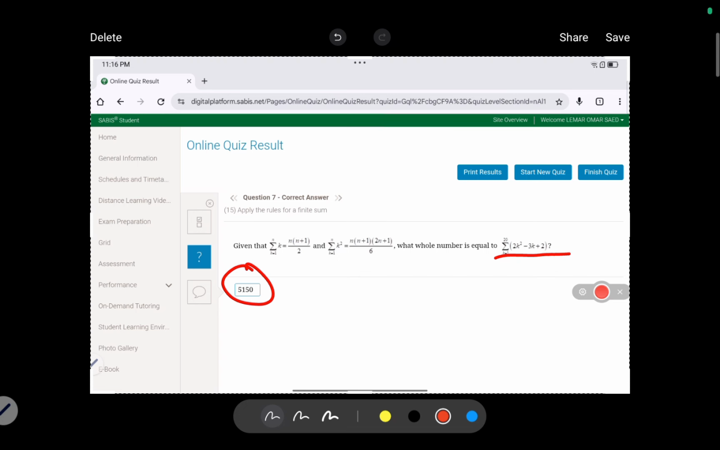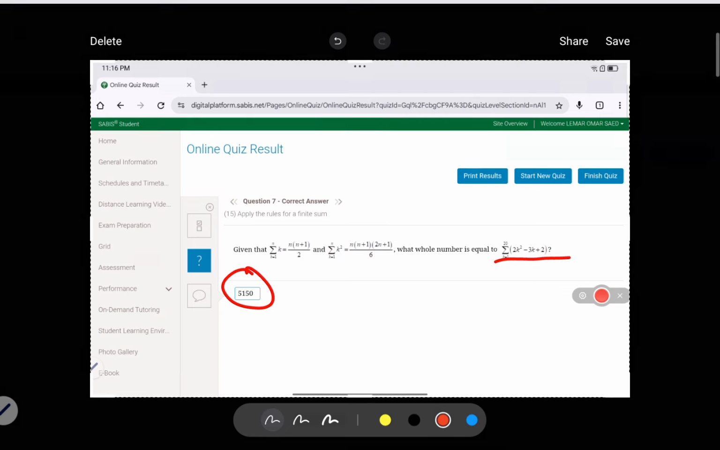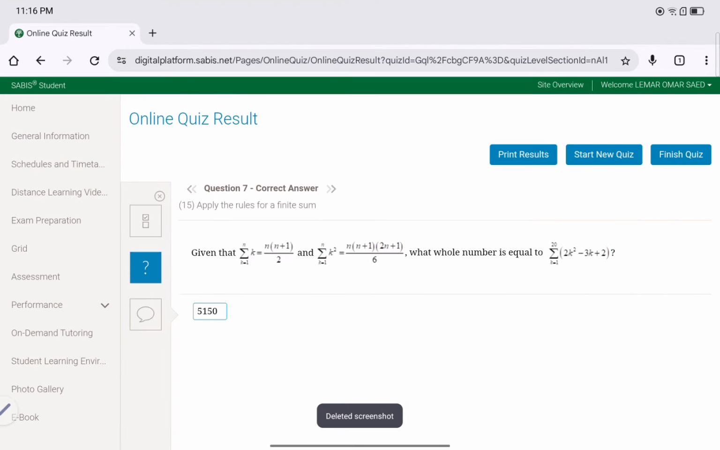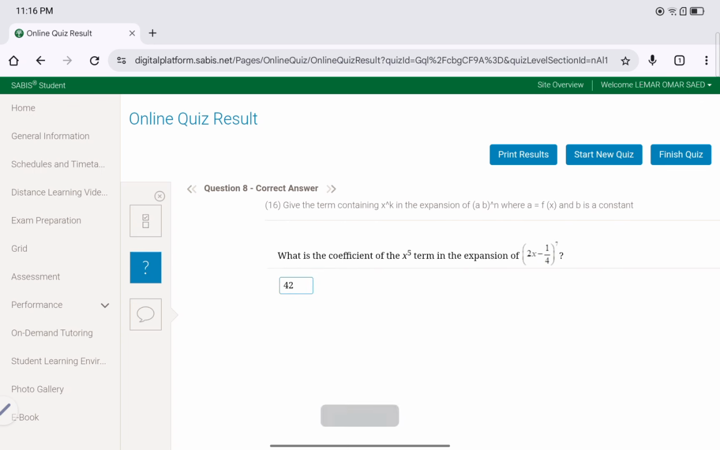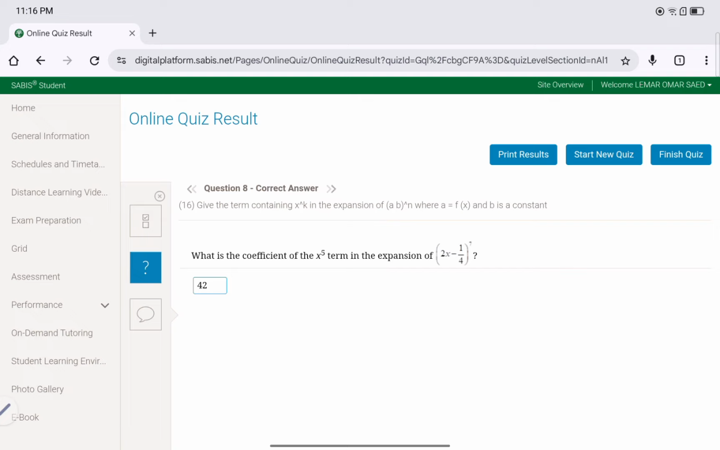For this one, just put this on your calculator. You will get 5150. Okay, now you put this question.